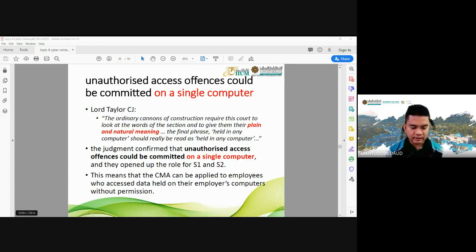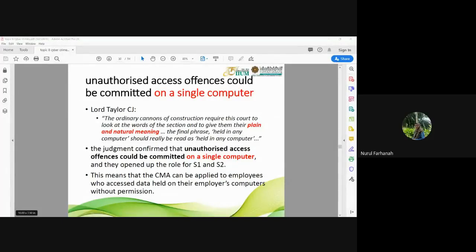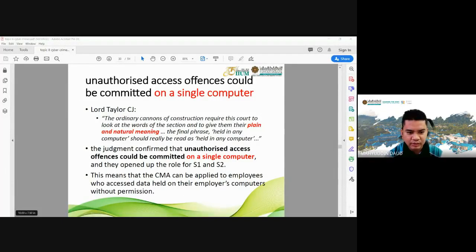It means hacking or unauthorized modification can happen on one and the same computer, or it can also involve a second victim computer. Doesn't matter which, as long as you have fulfilled the elements and the meaning, then action can be taken against you. Is that okay, Farhana? Okay, sir. Thank you. Anyone else require clarification?